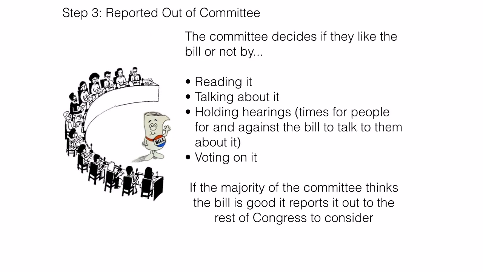If the committee thinks the bill is a good idea, it reports out, but first it has to decide if they like it or not. They do this by reading the bill, talking about it, holding hearings. This is time for people that are for or against the bill to come and testify or talk to them about it. Then they finally vote on it. If the majority of the committee thinks the bill is good, it reports it out to the rest of Congress. Of course, if not, like I said earlier, then it dies.